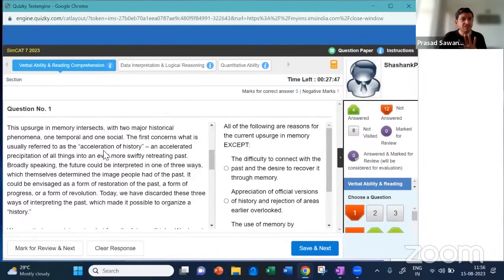One is in terms of time, one is in terms of the society. Okay, the first concerns what is usually referred to as the acceleration of history, an accelerated precipitation of all things into an ever more swiftly retreating past.